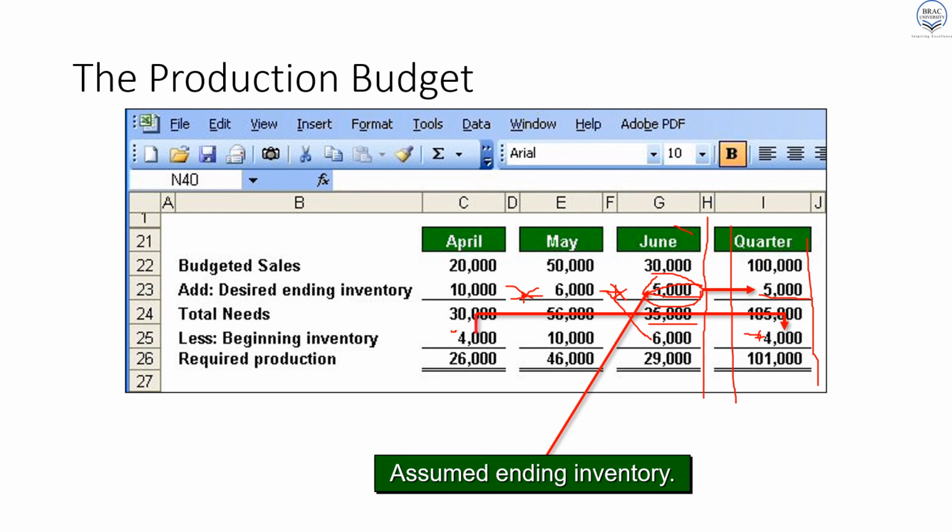That's it. So that's it for the production. In production, we don't have any cash yet, because cash is based on your materials. So you can assume that your next budget will be the materials, because now we know how much production I have to make for this quarter: 101,000, with 26,000 for April, 46,000 for May, and 29,000 for June. Remember these three numbers, which you need for your materials budget. So now I can estimate how much materials I need and how much money I have to pay to buy those materials. That will be my next segment. Thank you.